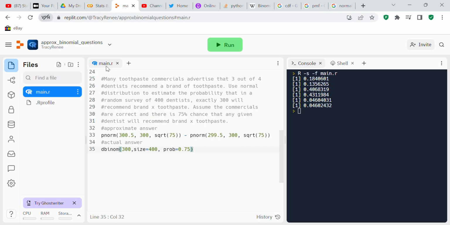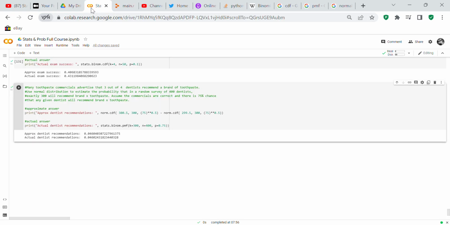0.04602432. So we go over here to Google Colab where we've got our Python code. For the approximate answer, it was norm.cdf(300.5, 300, 75), well, it's actually the square root of 75, but it says to the power of 0.5, minus norm.cdf(299.5, 300, square root of 75 again). And then the actual dentist recommendation was stats.binom.pmf(k=300, n=400, p=0.75).